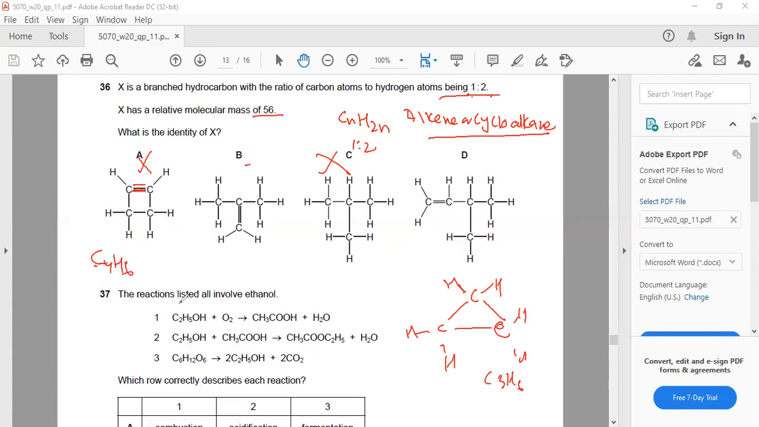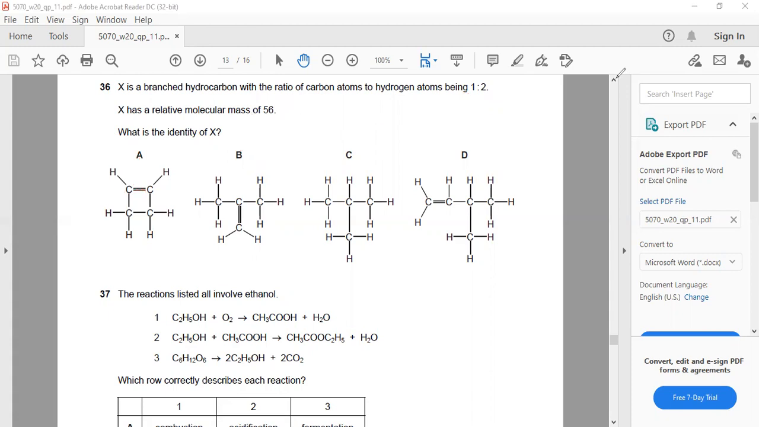Now B and D, one of them is correct. It's very easy. You see C4H8: 12 times 4 is 48, plus 8, 56. B is the answer, MR 56. So B or D both are possible. This is C5H10, the ratio is 1 to 2, but MR is not 56. So we have to see carbon and hydrogen.